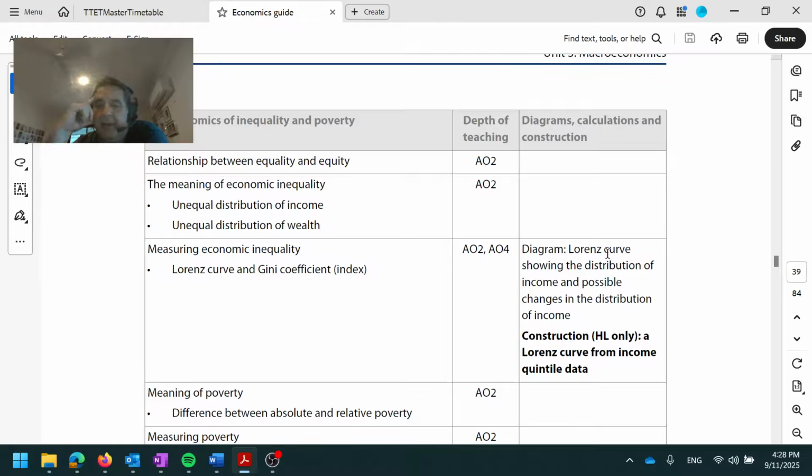It says there in black, construction, HL only: a Lorenz curve from income quintile data. They could give you that on Paper 3, and you have to construct a Lorenz curve. Most of you can do that. The only thing to be aware of there is the labelling. So remember, it's cumulative percentage of households and cumulative percentage of income, and quintile is 20%, 40%, 60%, 80%, 100%.